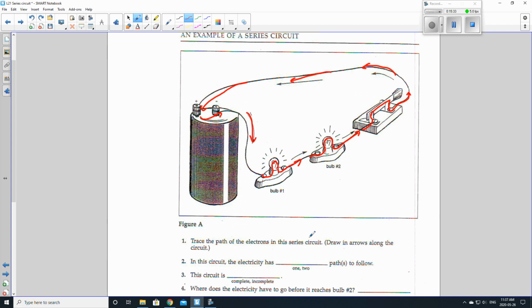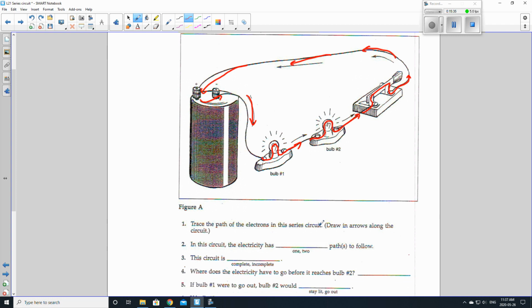Okay, so in this electric circuit, how many paths do the electrons have to follow? Well, I'm not counting the number of devices or switches, okay? So I'm not saying, oh, it has 1, 2, 3, 4 because there's 4 items. No. How many paths are there? Well, there's only one loop. I can only put these through in one loop. So it only has one path to follow. Okay, is the circuit complete or incomplete? Well, everything is connected properly. My switch is closed. This means that the circuit is complete.